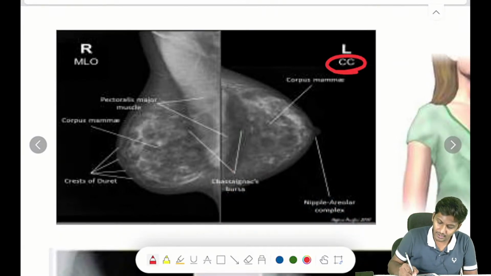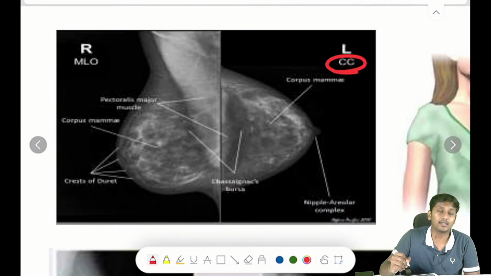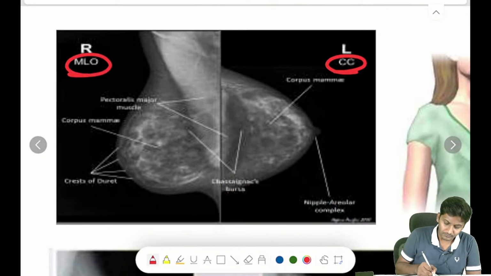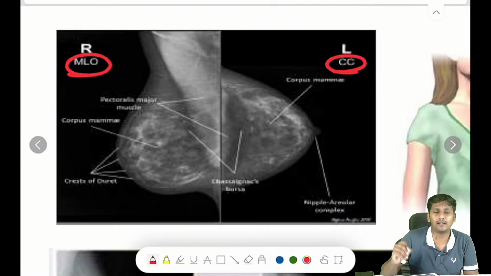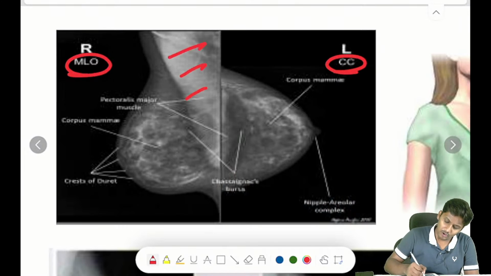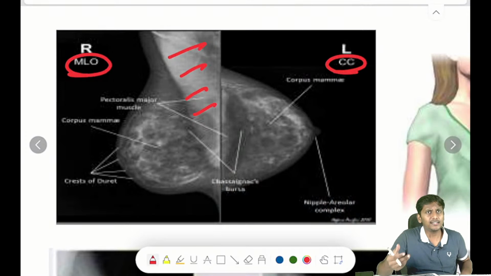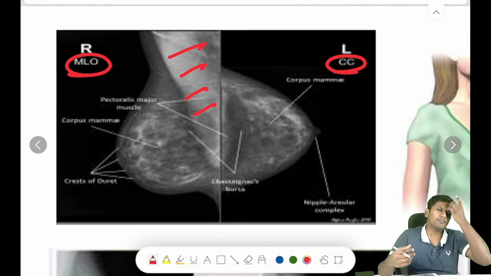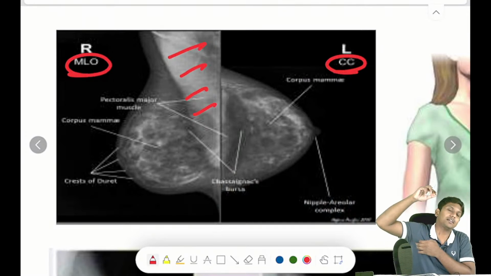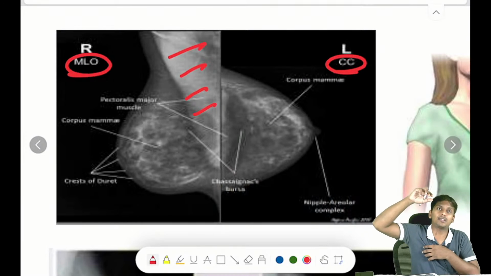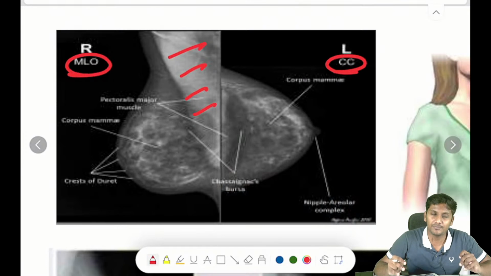Can you see this is the craniocaudal view usually? Okay, this is the craniocaudal view of the mammogram. And this is the MLO, that is the mediolateral oblique view. Can you see in the mediolateral oblique view, this area is also covered. This is the extra tissue which is covered in the mediolateral oblique view. That is nothing but the axillary tail of Spence. मैंने बोला था ना, the part of the breast which goes inside the axilla, known as the axillary tail of Spence, that is actually visualized with the help of the mediolateral oblique view itself.